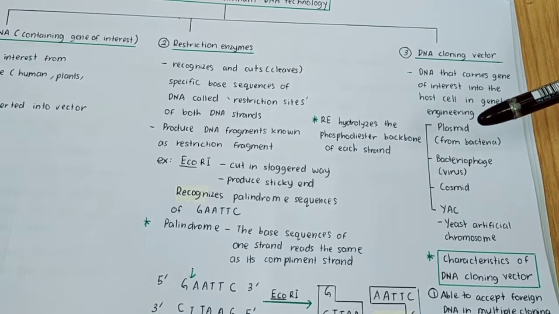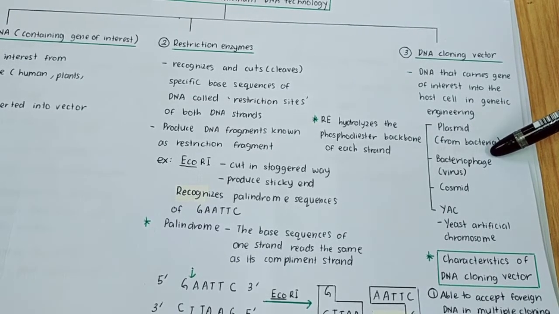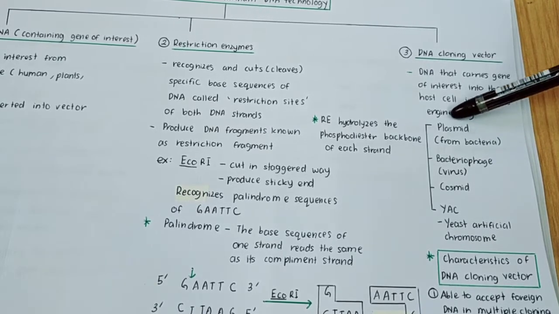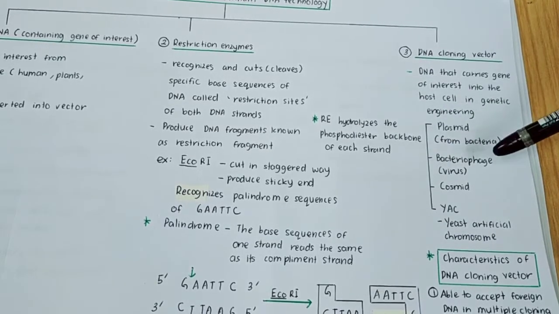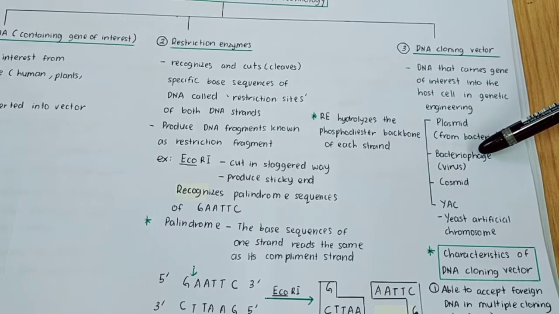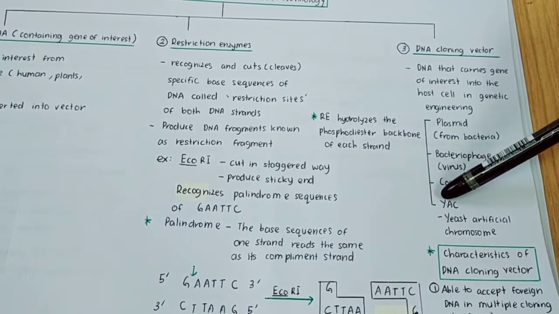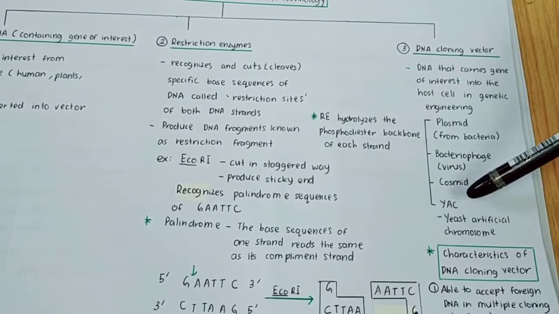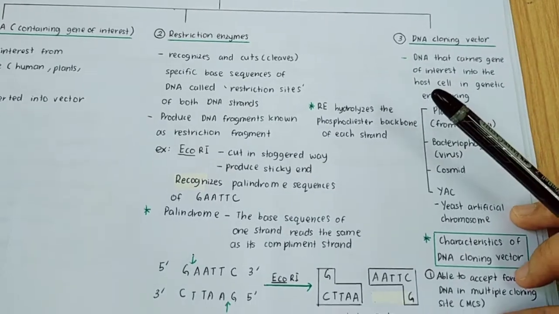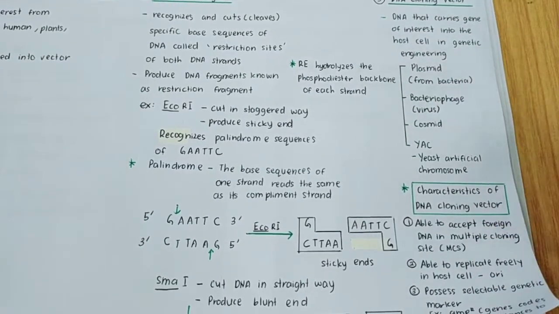Okay, so the example of DNA cloning vector is plasmid. So plasmid is isolated from the bacteria. Okay, so yang kalau contohnya dalam steps in gene cloning, selalunya kita akan gunakan plasmid lah. Okay, second types of DNA cloning vector is bacteriophage. So bacteriophage is virus, and then third cosmid. The last one is YAC. YAC means yeast artificial chromosome. Okay, and then soalan dia selalu akan tanya characteristic of DNA cloning vector.